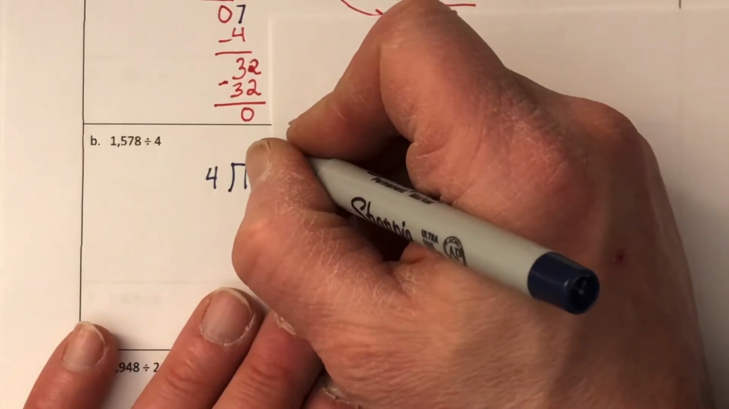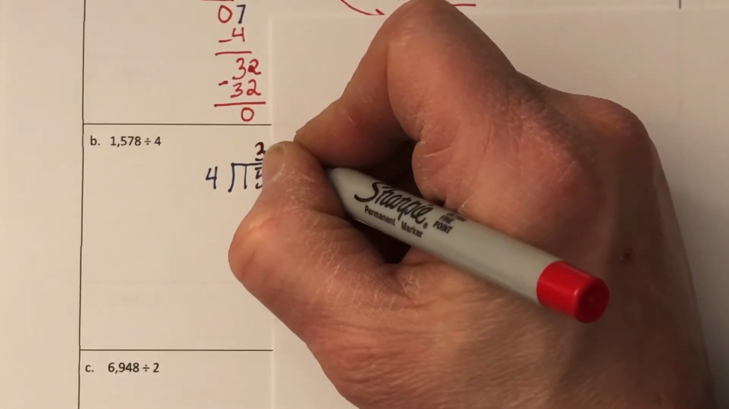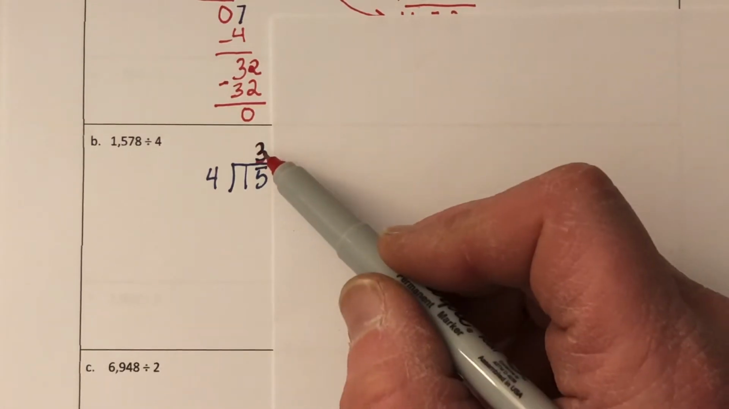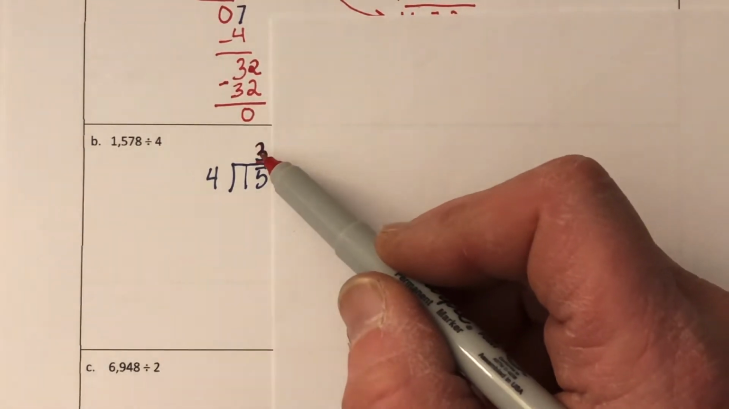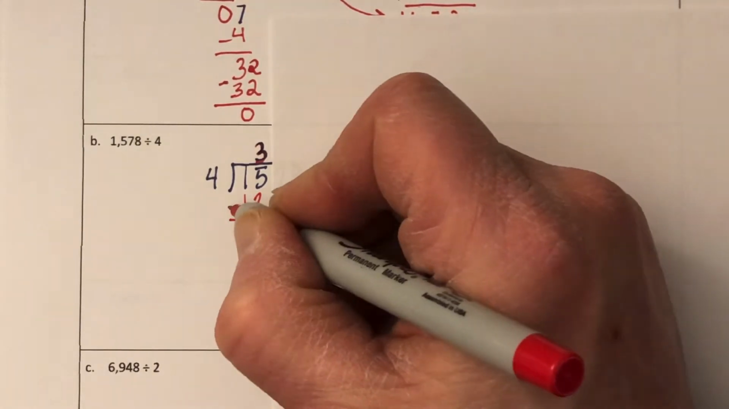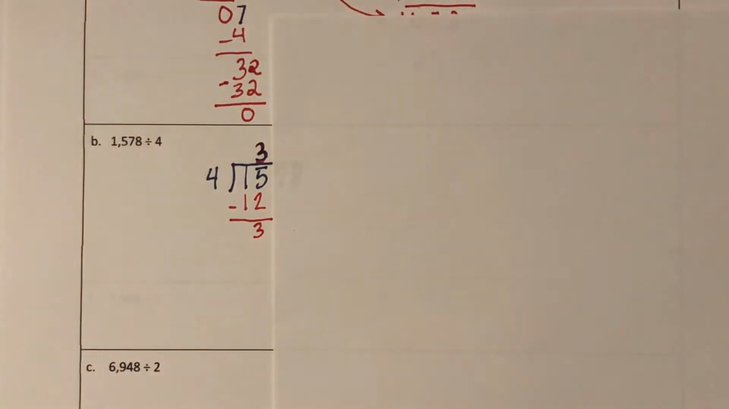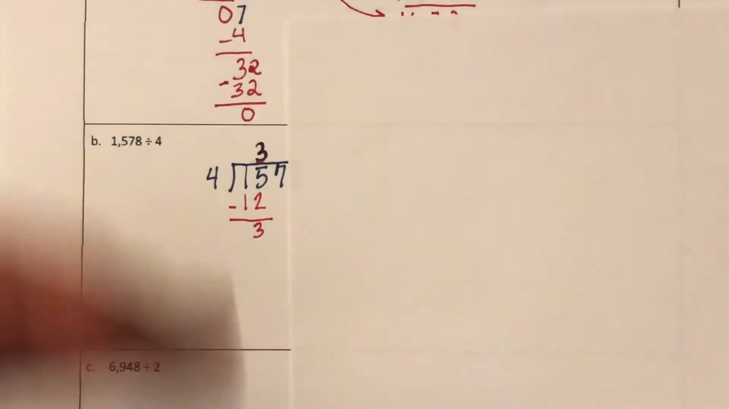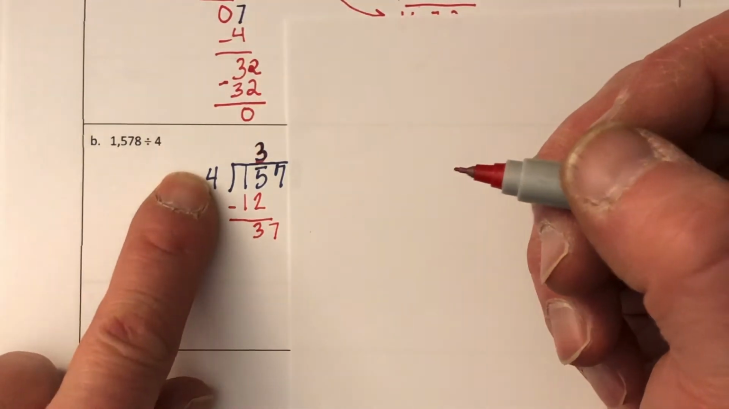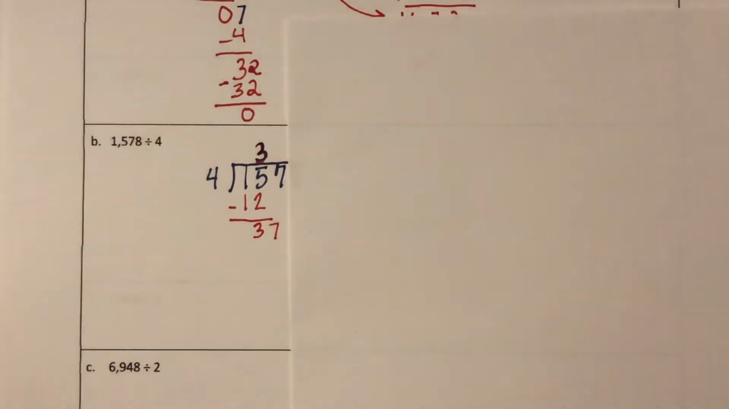So 4 fits into 15 3 times. Now I do multiplication. I prove it. 3 times 4 is 12. And then I subtract it. And I get 3. 3 is smaller than 4. I'm still good. All right. Now I need to account for my tens place, which is the 7. I need to drop that 7 down. Make it 37. Now it starts over again. Division: how many 4s fit in 37 without going over?